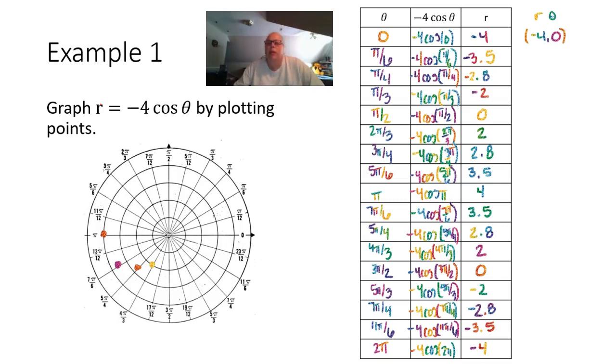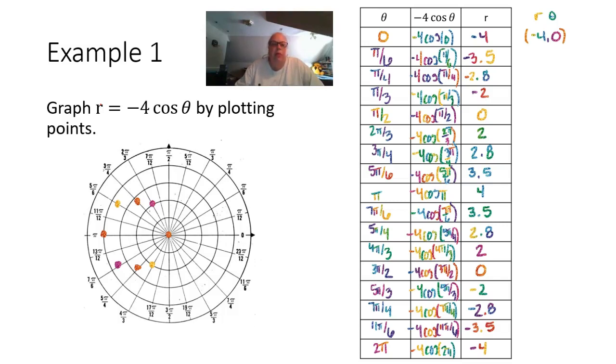At pi over 2, we're at 0, so that's just a point right here at the pole. At 2 pi over 3, we're going to go forward 2 circles. That's going to be right here. At 3 pi over 4, we go forward 2.8 circles, almost 3, so that's going to be somewhere in this area. At 5 pi over 6, we go ahead 3.5 circles, in this area right here.